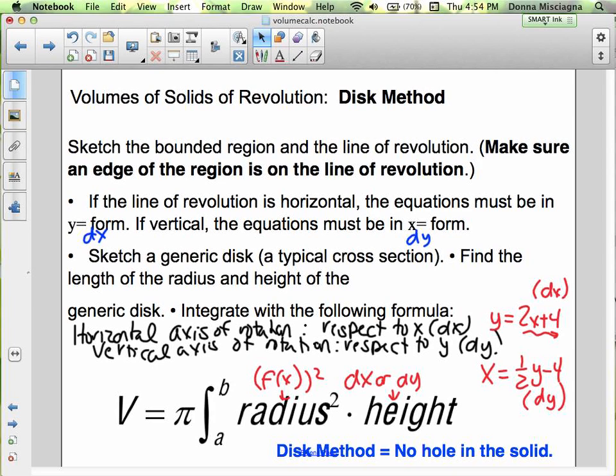Important, when we use the disk method, there's no hole in the solid. If your solid has a hole, then you're using the wrong method. You don't want the disk method, you want the washer method.